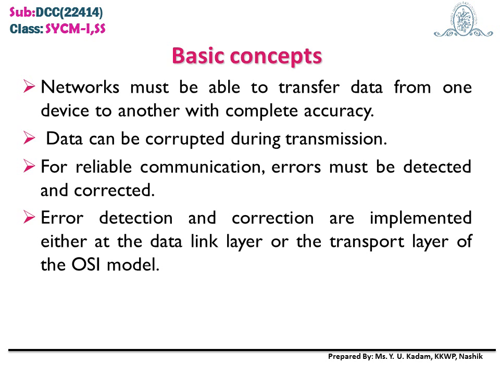When we say data is transmitted from sender to receiver, it should always be transmitted successfully. That is a basic need of data communication. The network must be able to transfer the data from one device to another with complete accuracy. In some cases, data can be corrupted during transmission. For reliable communication, these errors must be detected and corrected. Error detection and correction is implemented either at the data link layer or the transport layer of the OSI model.